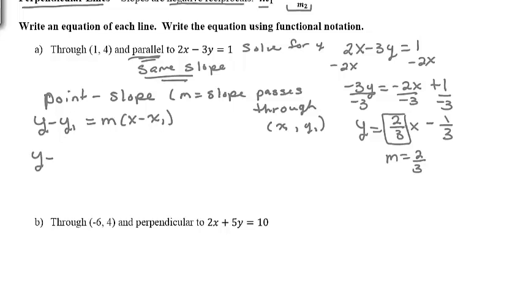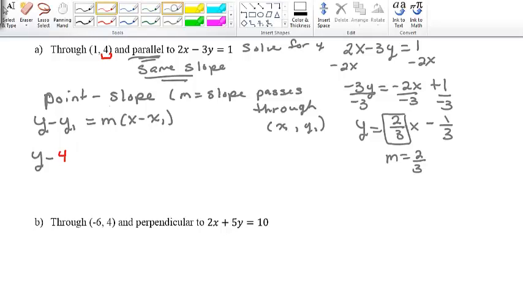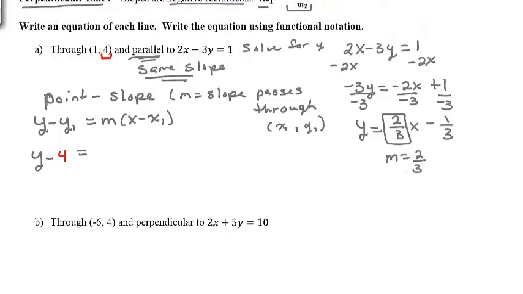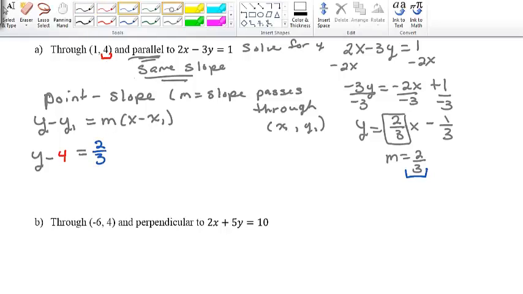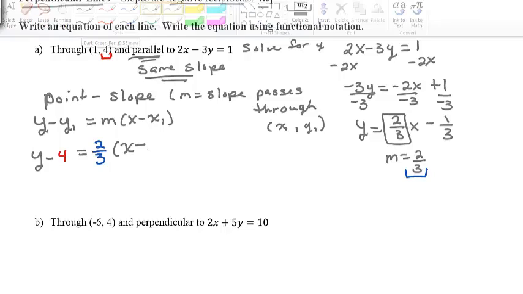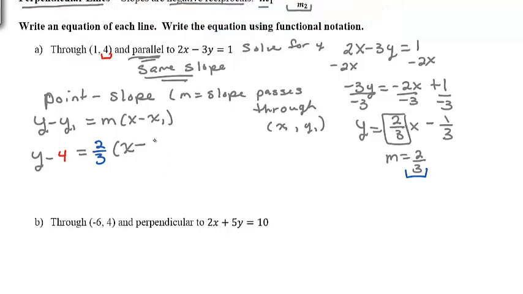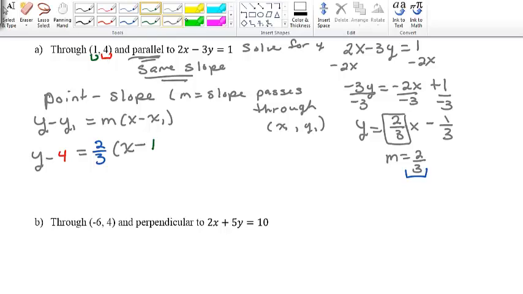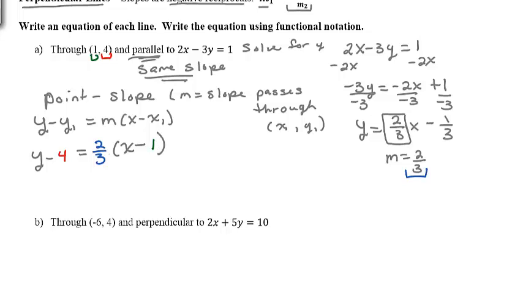So we're going to have y minus y1, and y1 is 4, equals our slope, which is m, 2/3, times the quantity x minus x1, and x1 is this point right here, 1. And so now we just want to solve this for y and then replace the y with f of x.